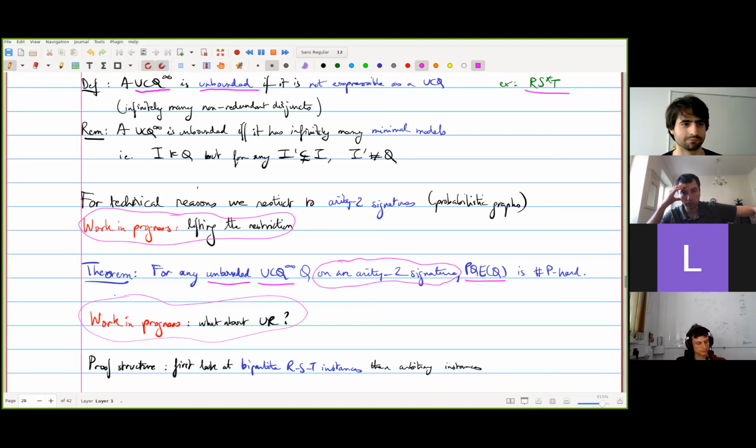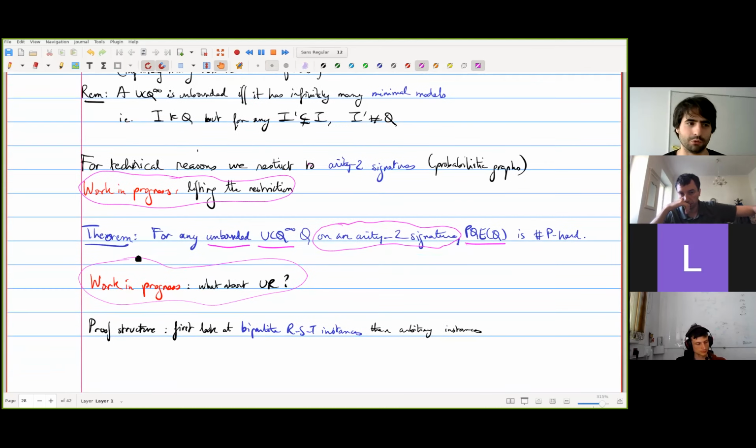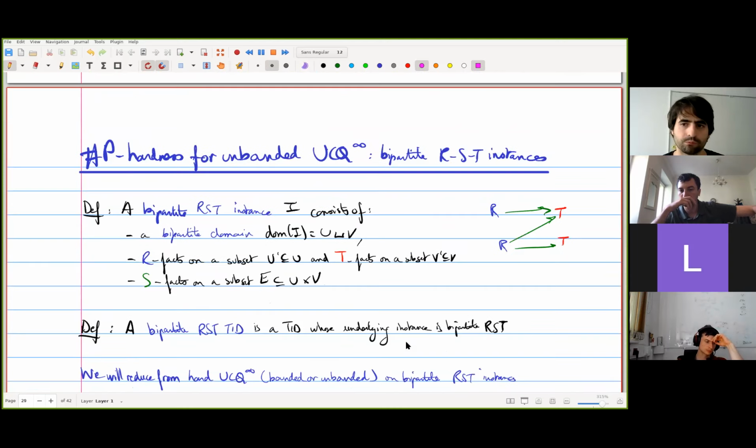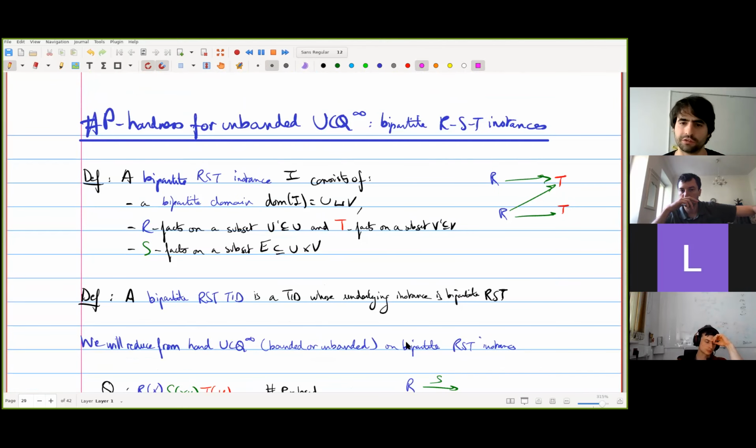Okay. So to show this theorem, I'm going to explain the proof, and it works in 2 steps. We're first going to look at very simple instances, and then we're going to generalize to arbitrary graphs. So these very simple instances, they look like this. They are basically bipartite graphs with RST facts.